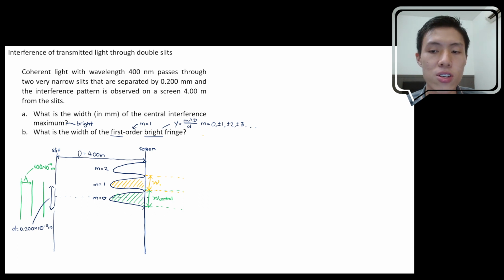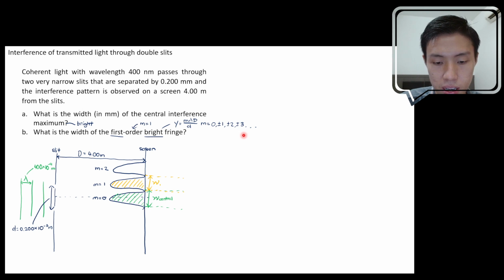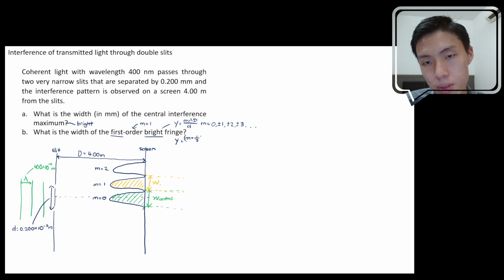Okay, but of course we know that our equation is all about y. If you're talking about bright, then y is equal to m lambda D over d. If we talk about dark, then the equation will be y is equal to (m plus half) lambda D over d.